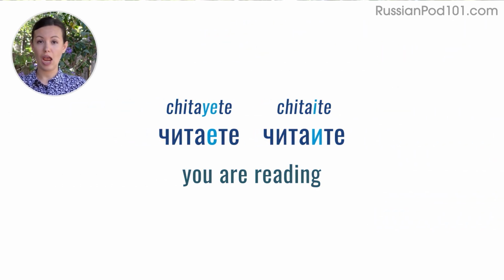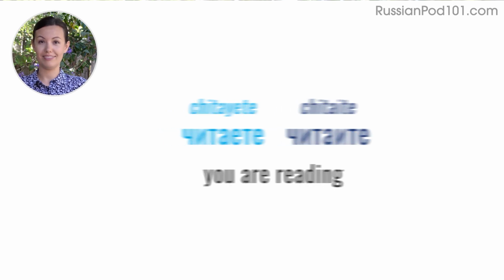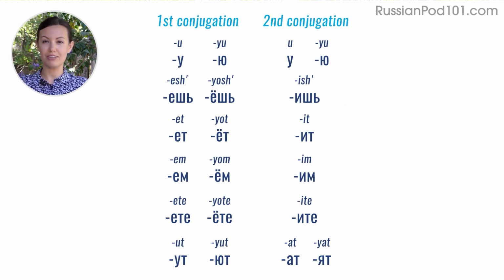You are reading. Which is the right vowel to put here? Е or э? In rapid speech, е and э in the unstressed position sound the same. But if you know the right conjugation of the verb читать, you wouldn't hesitate. Е is the right vowel to put here. Читаете. In Russian, there are two conjugations. The vowel е is mostly used in the endings of the first conjugation verbs. The vowel и is mostly used in the endings of the second conjugation verbs.